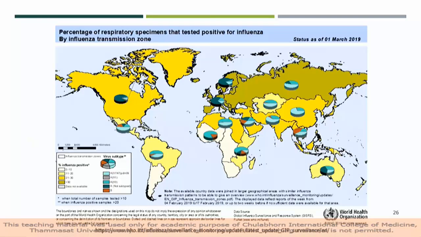Information in this report is categorized by influenza transmission zones, which are geographic groups of countries, areas, or territories with similar influenza transmission patterns. And you can read more in detail about this from this website. In Southeast Asia, including Thailand, influenza B and H1N1 pdm09 are predominating, which is different from other countries in different geographic groups, such as the USA here, and China and South America here.